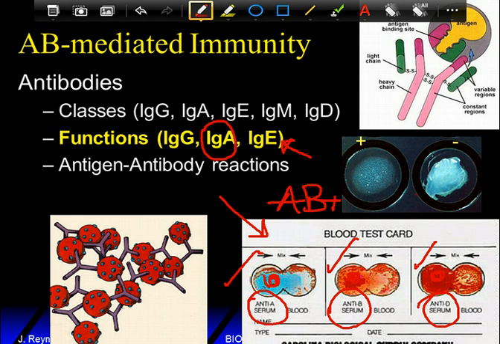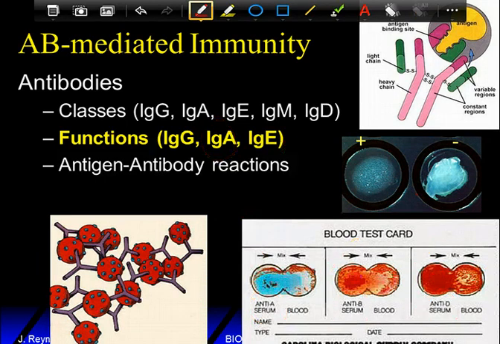So one of the things antibody can do is it can agglutinate antigen. In fact, that's what you're seeing right there. That's what's pulling the red cells into these funny little clumps. Here's another example right here.